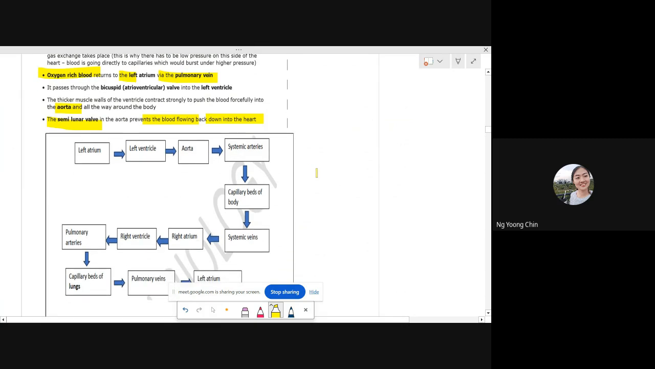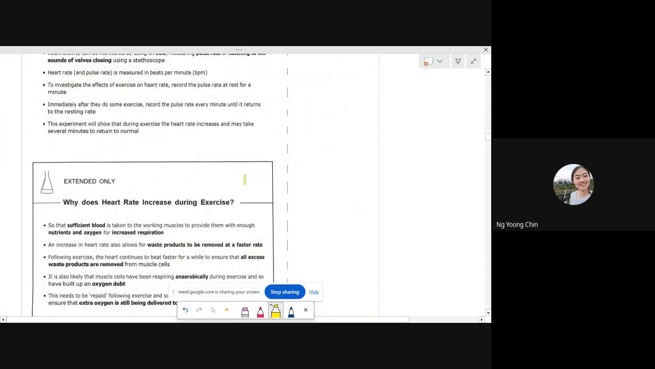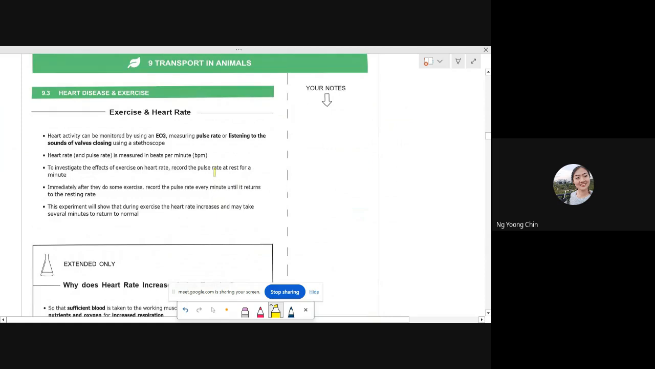After the blood is released from the heart and gets into the lung, the semilunar valve will close, because they need to prevent the blood from flowing back into the heart. That's all. Then the relationship between exercise and heart rate is that whenever you exercise, you increase your pulse rate and also your breathing rate.